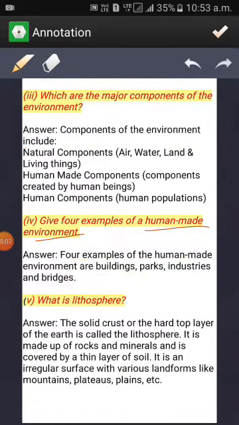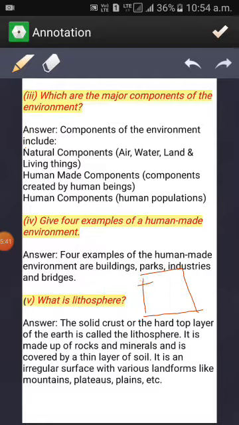Now, our next question is, what is lithosphere? We have to explain the term lithosphere. What do we call lithosphere? You have studied in the environment, there are 4 domains of the environment. First domain is land, second is water, third is air, fourth is the living things. So the first domain that includes land, we call it lithosphere.